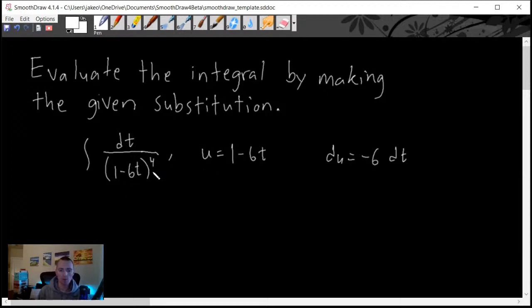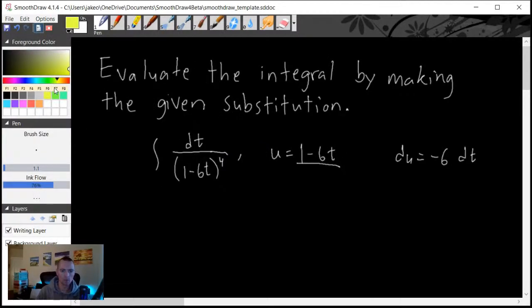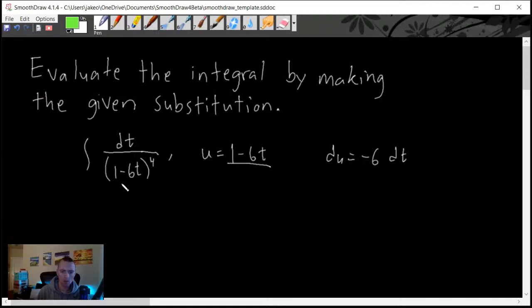To do that, first go to your integral and replace whatever you've determined your u is going to be with u. In this case, you can see that we have 1 minus 6t right here, which is exactly what our u is. So we're going to go to our integral and replace what's in the parentheses here with u.